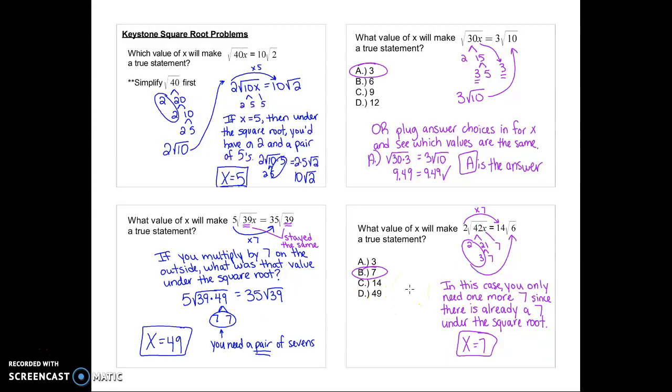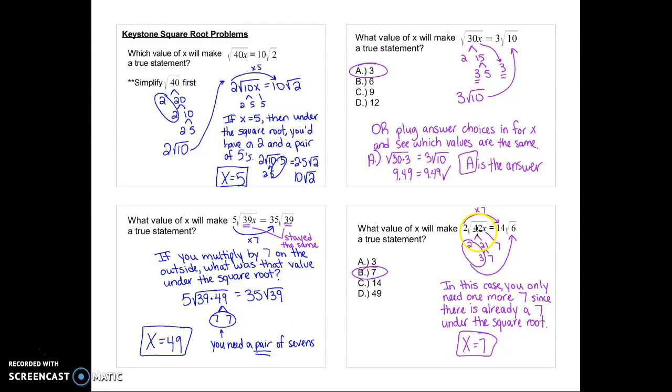What value of x will make this a true statement? So I have 2 times the square root of 42 equals 14 times the square root of 6. So again, I need to compare my outside numbers, and then I'll compare my inside numbers. So on the outside, this 2 changed to a 14, which means it had to have gotten multiplied by 7. If there was a 7 that appeared on the outside, so if I was able to bring out a single 7 to the outside of my square root, that meant it had to be a pair of 7s on the inside. Okay, so this definitely had to be a pair of 7s in here.